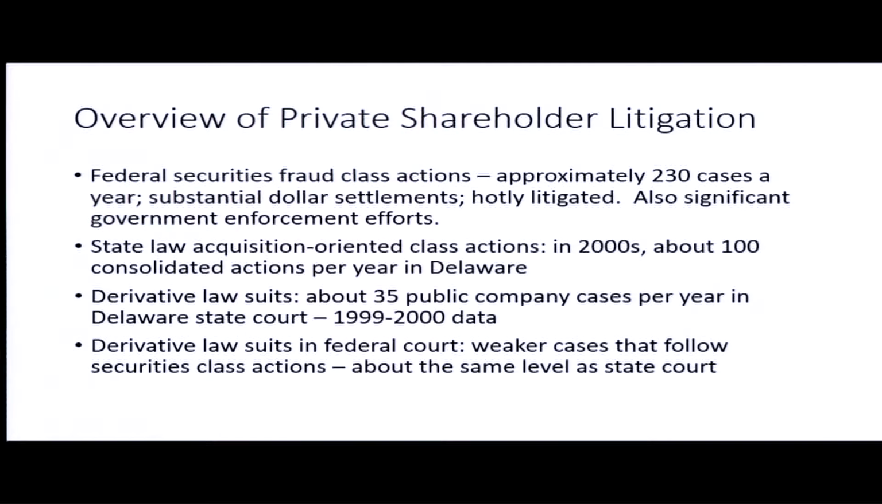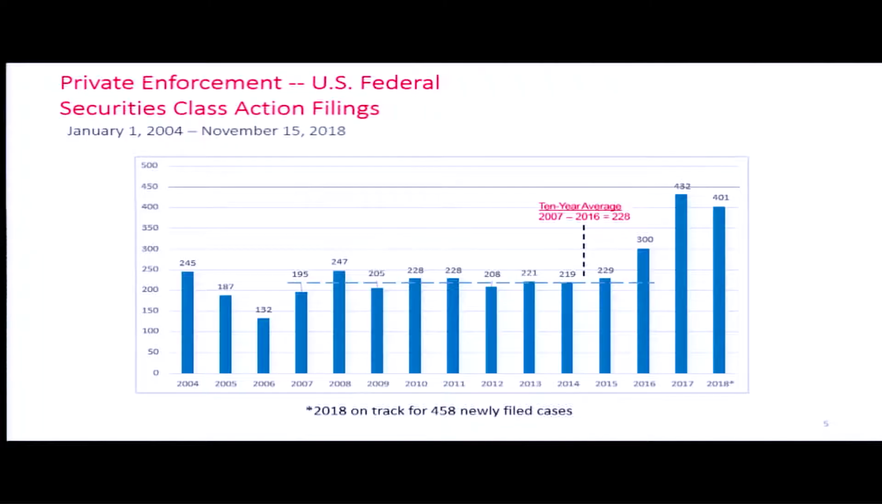And then there are derivative suits. Derivative suits are suits that are brought by a shareholder on behalf of the company. They'll be a little less important in the context of this particular conversation, but they can be brought either in state court or in federal court. Okay, so this diagram shows you essentially the level of complaints that are filed in private securities litigation on an annual basis for an extended period of years from 2004 to 2018.